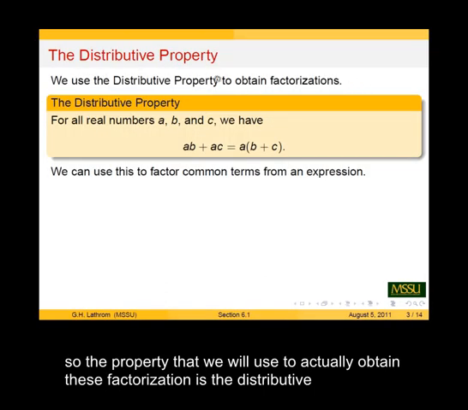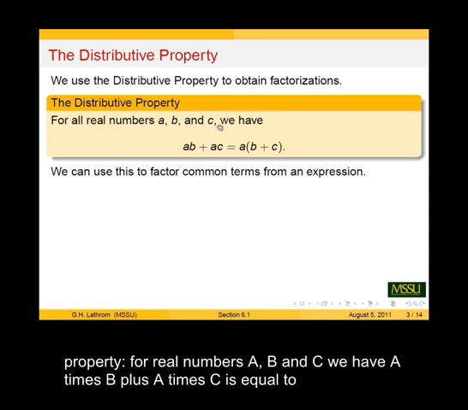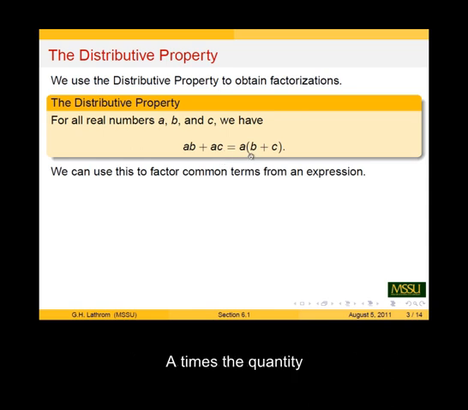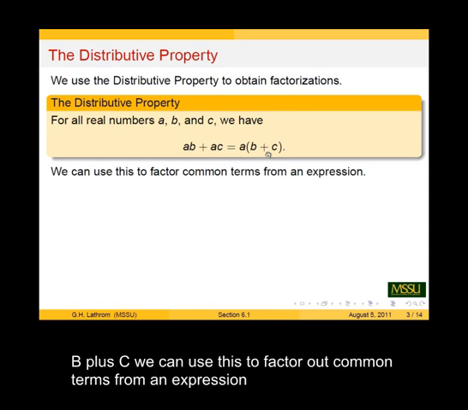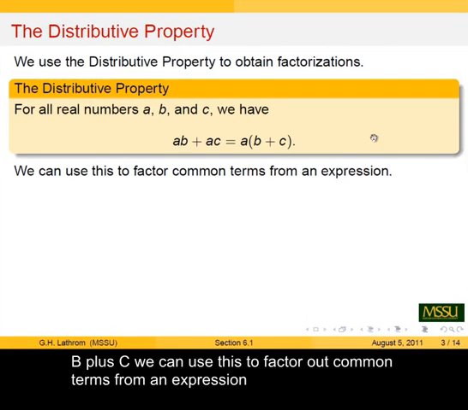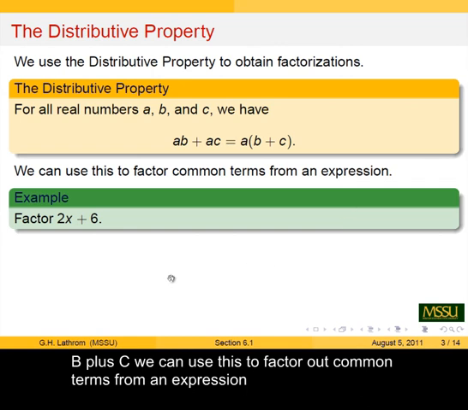The property that we will use to actually obtain these factorizations is the distributive property. For real numbers a, b, and c, we have a times b plus a times c is equal to a times the quantity b plus c. We can use this to factor out common terms from an expression.